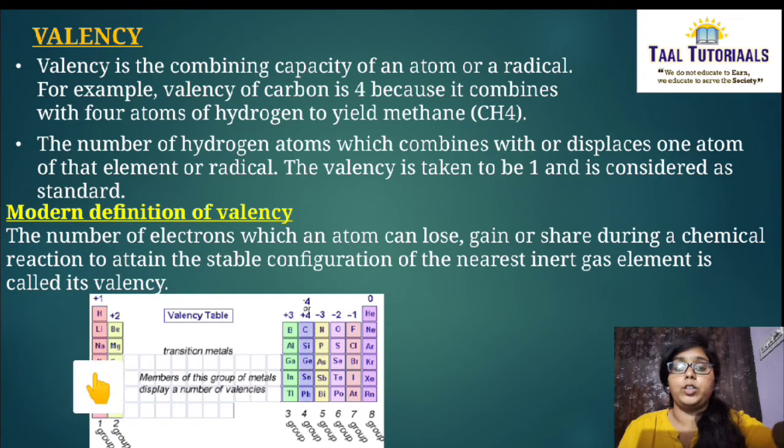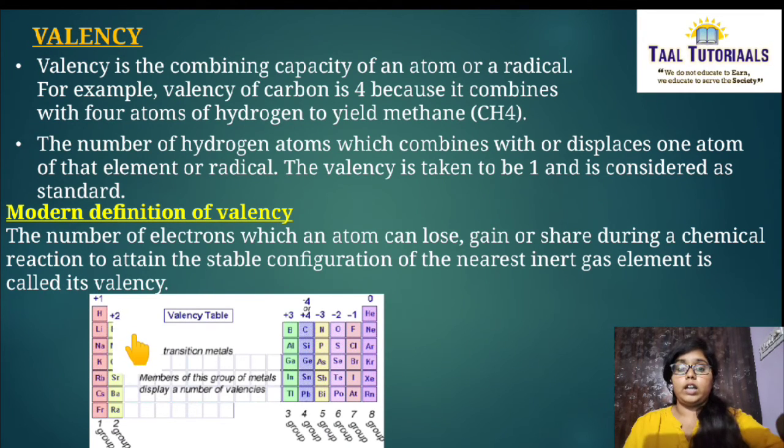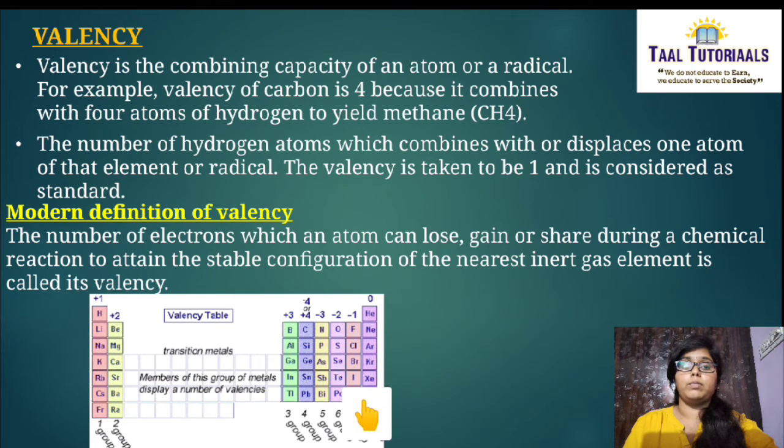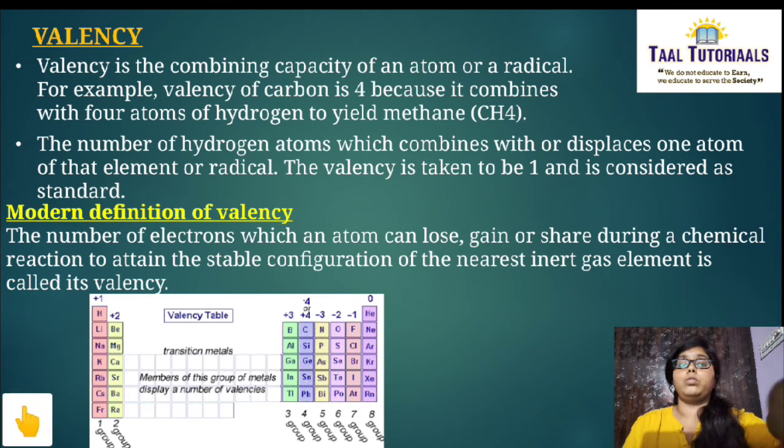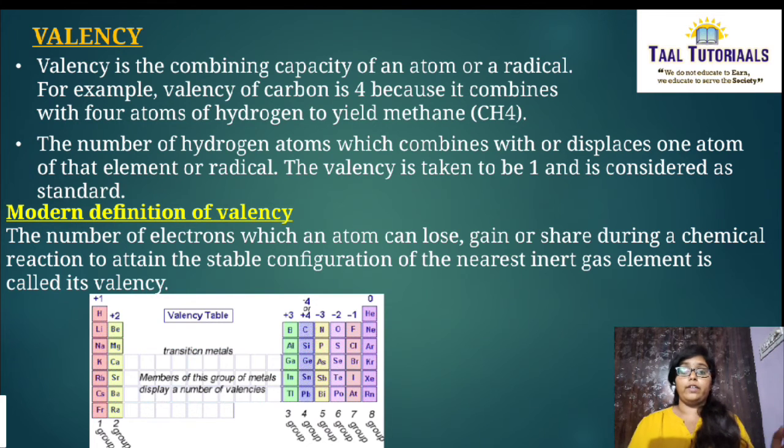Here if you see in this picture, the first group always has valency 1 and the second group has valency 2. If you come to the third group, 3, then 4, and the fifth group has -3 valency, the sixth group has -2 and the seventh group has -1. As you know, the 8th group, that is the noble gases group, is stable and has a stable electronic configuration, so there is no valency for that. This is about valency and the modern definition of valency.